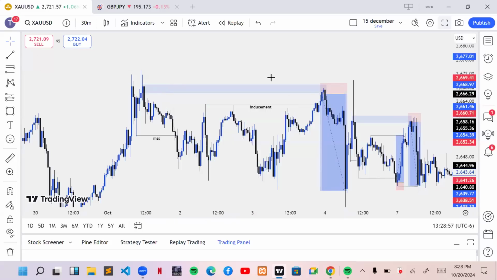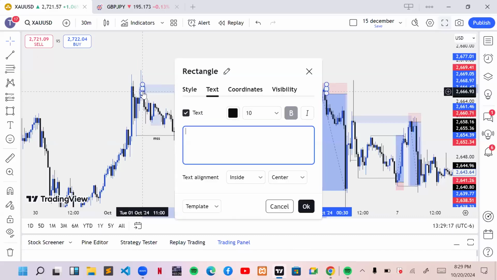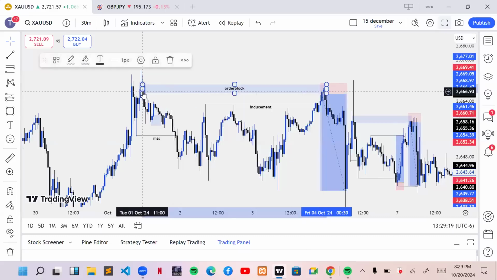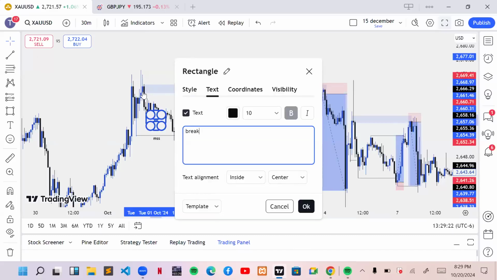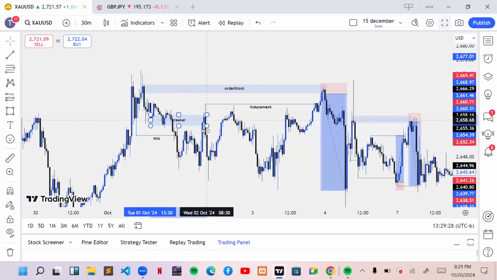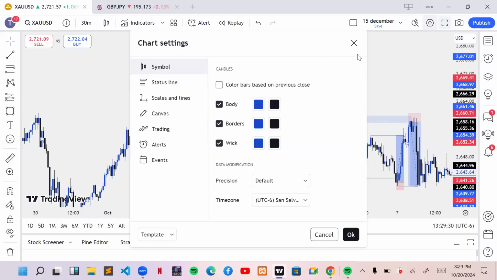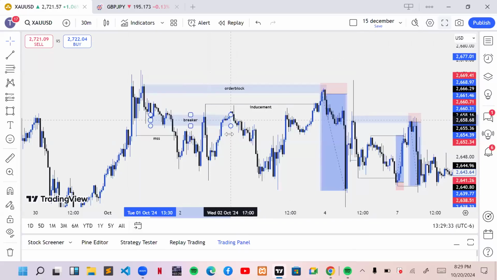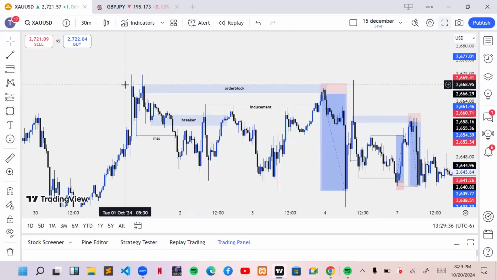Now pay attention to this chart. There's actually a breaker block right here. A breaker block is a failed order block. So this is another block that was supposed to hold market for buys. Well, actually, market came here and broke past it. So this is a breaker block, and then our point of interest is our order block right here. So this is the order block, and then this is the breaker block. So this is our breaker block here, and this is our order block.